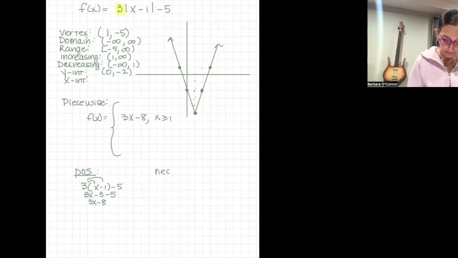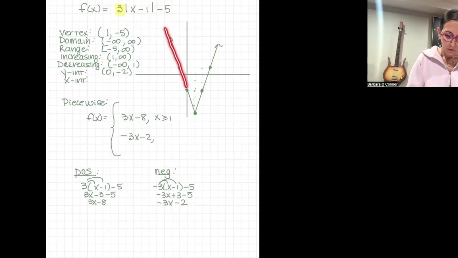Now let's find the negative. I will take -3 and do the exact same thing. Replace the absolute value bars with parentheses and simplify. -3x + 3 - 5, which is -3x - 2. That is the negatively sloped portion of the graph, which happens everywhere to the left of the vertex, or when x is less than 1.